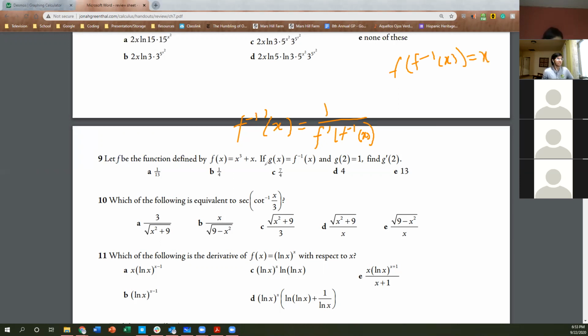Okay, so we are finding f inverse prime of 2 essentially, right? So f inverse prime of 2 is equal to 1 over f prime of f inverse of 2. And what is f inverse of 2? F inverse of 2 is just 1. So we're trying to find 1 over f prime of 1. Well, we know f prime is equal to 3x squared plus 1. If we plug in 1, we get 3 plus 1, which is 4. So this is 1 over 4. The answer is B. Does this make sense how we did this? Yeah. Cool, cool.